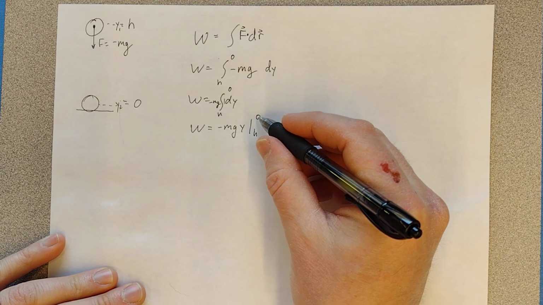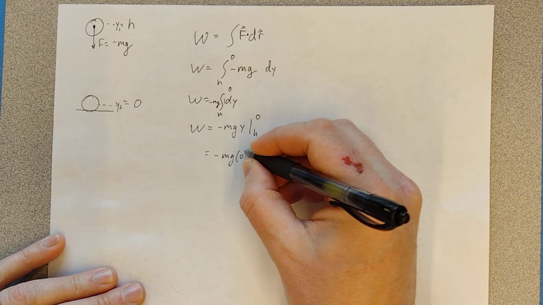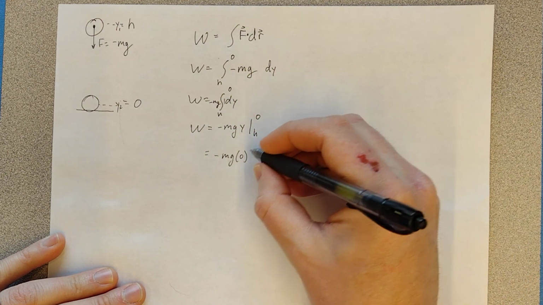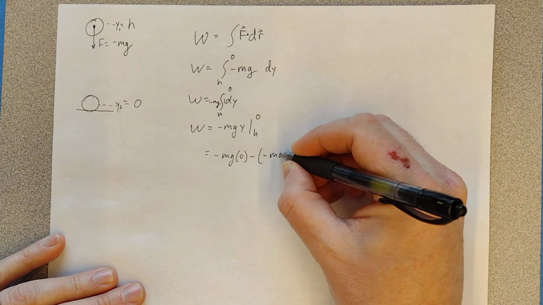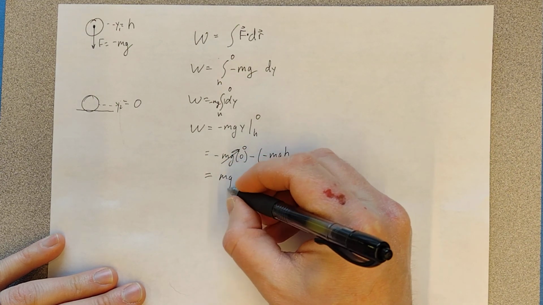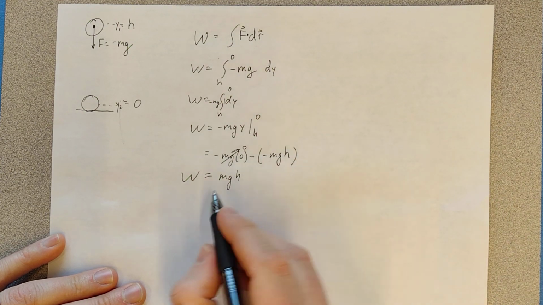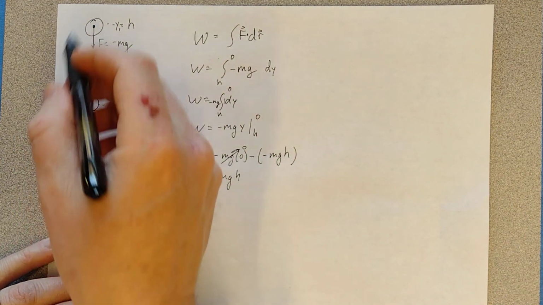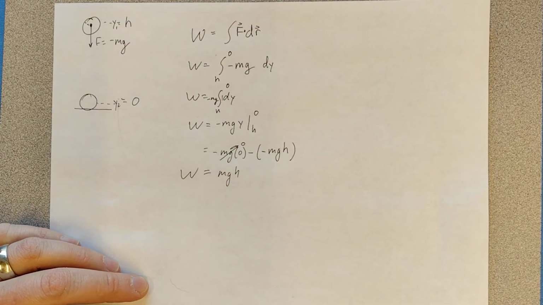You plug in the top, so I get negative mg times 0. Plug in the bottom, but you subtract that, so it's minus negative mgh. This goes to 0, and you get mgh for the work done. Pretty cool, right? So the work done ends up being mgh. That's pretty fun. This is calculating the work done on the object.